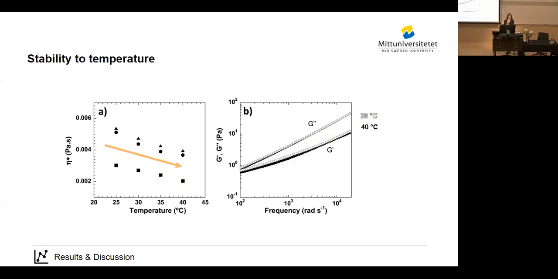Regarding the stability of emulsions to temperature, no major structural changes were seen when we increased the temperature to 40 degrees, given the elastic and viscous moduli, whose curves are pretty much the same. This was rather a thermal effect on the dynamics of the systems, even a decrease in viscosity, which is a reversible effect.